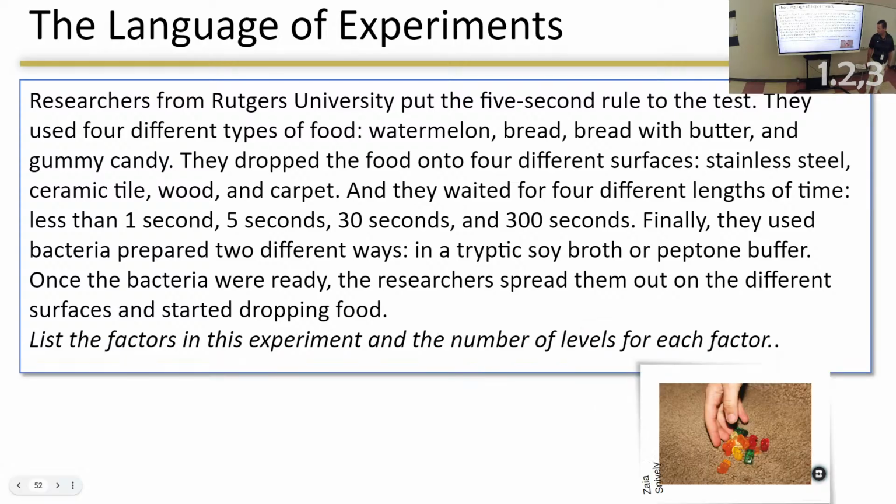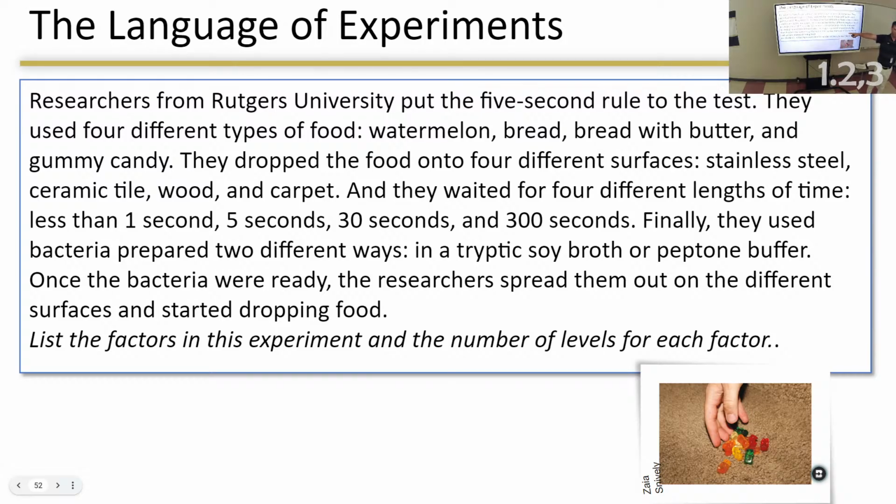List the factors in this experiment and the number of levels for each factor. Y'all okay with all this stuff? So what was one of them? The type of food, and number 4. Surface, and there were 1, 2, 4. Time, and there was 1, 2, 3, 4. And then bacteria, which there were 2.